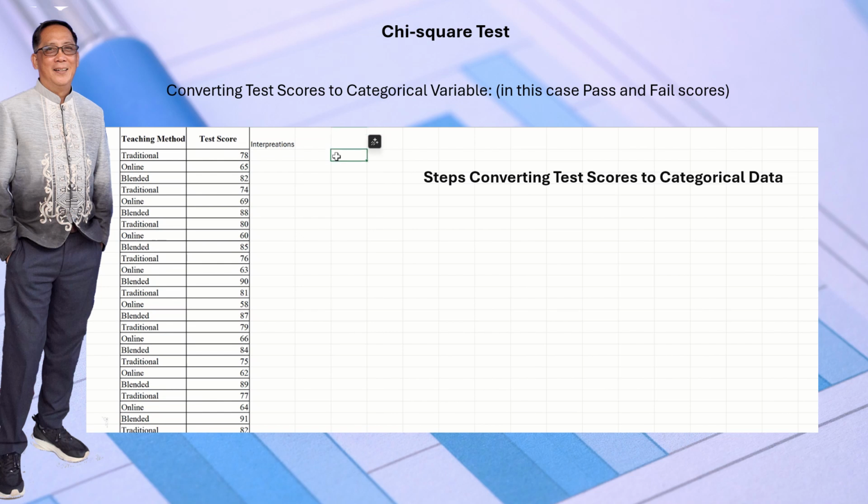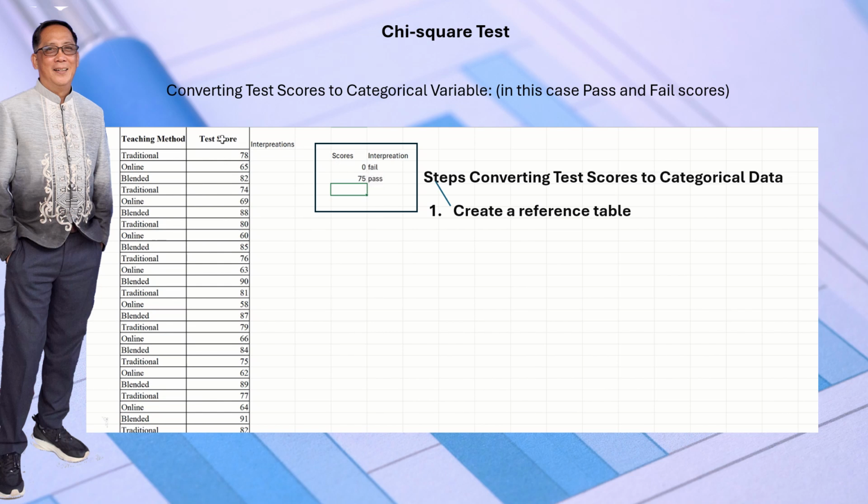So we will use scores here, and then this will be the interpretation column. For the moment, let's just use two interpretations. So the score 0 to 74 will be fail, and all scores 75 and above will be pass. Now this will be your reference table.